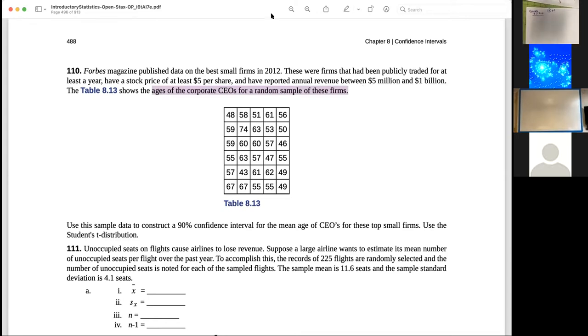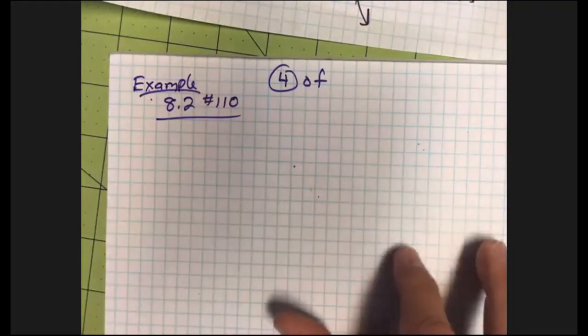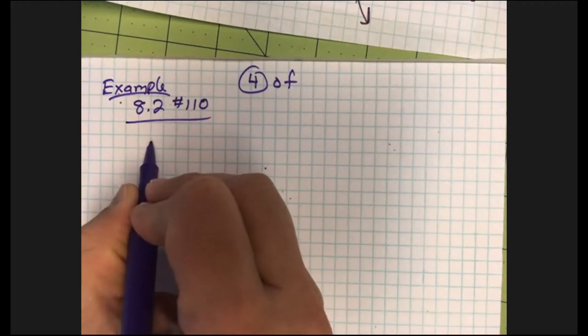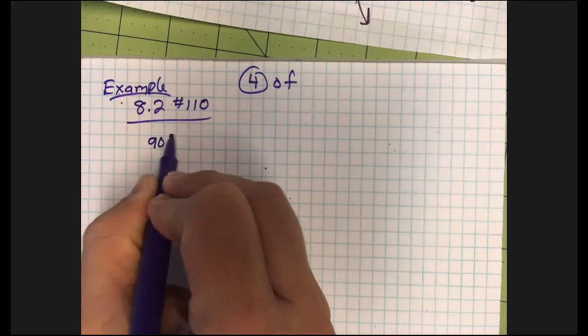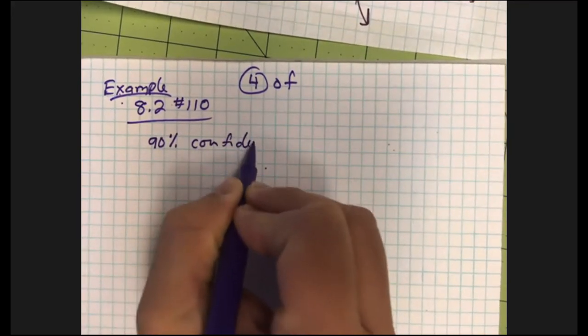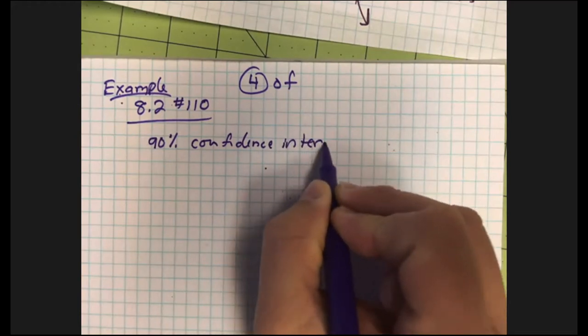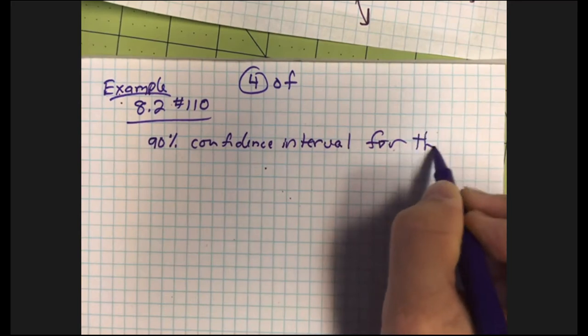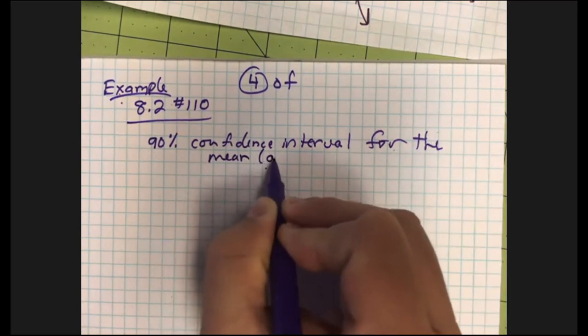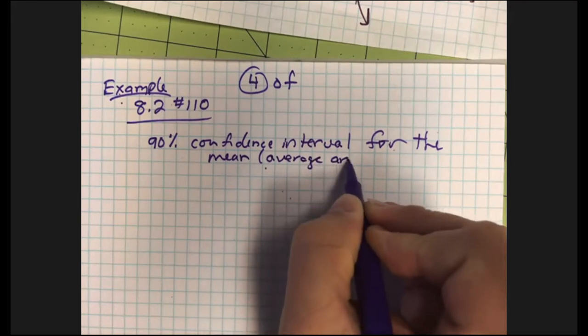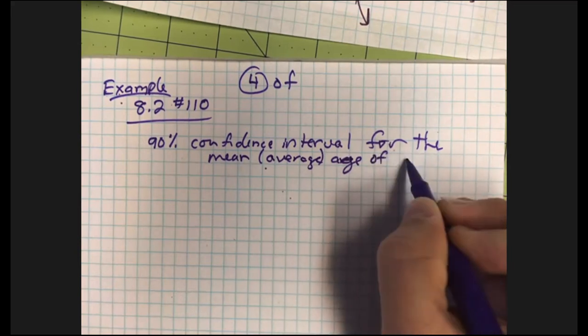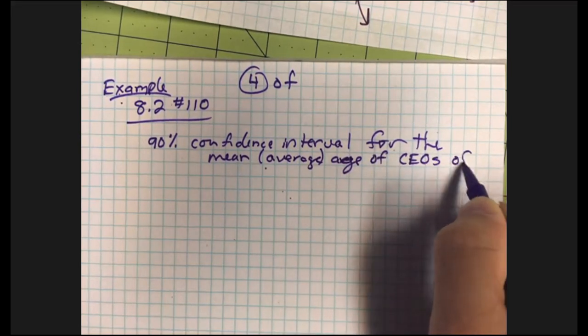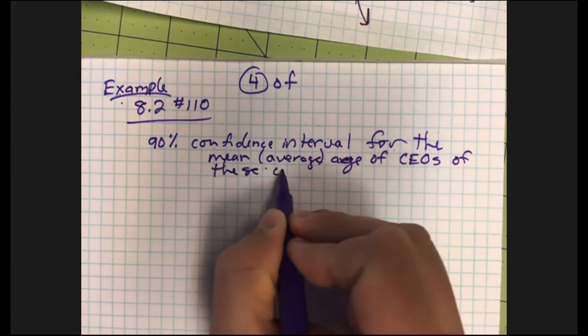I am going to keep this paper in front of me, but I'm going to go back to my writing paper now, because I need to put these numbers into a calculator. Maybe I'll bring these numbers to a calculator in a second in front of you. But I want what level in this problem? A 90% confidence interval for the mean, the average age of CEOs of these companies, as was described in the problem.